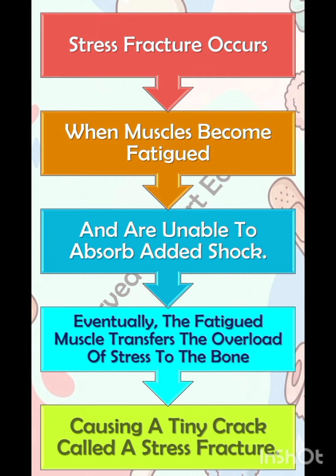A stress fracture occurs when the muscle becomes fatigued and is unable to absorb added shock. Eventually, this fatigued muscle transfers the overload of stress to the bone. As a result, it causes a tiny crack. So in this type, the muscle is getting fatigued or weak. As a result, the muscle is not able to absorb the added shock, and this fatigue is transferred from the muscle to the bone. And what does it cause? This fatigue causes a tiny crack resulting in the stress fracture.